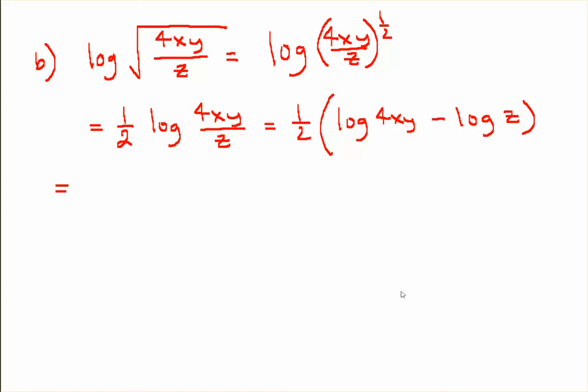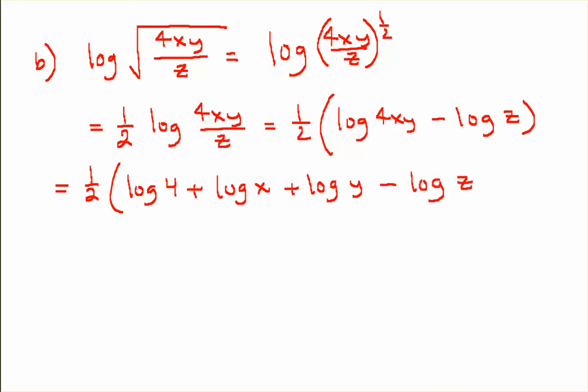Okay, going some more here. I see products here. I have multiplication between the 4, the x, and the y. I'm going to split all those off. So 4 goes by itself, so 1/2 of the log of 4 plus the log of x plus the log of y minus log of z. Sorry, not ln, log.